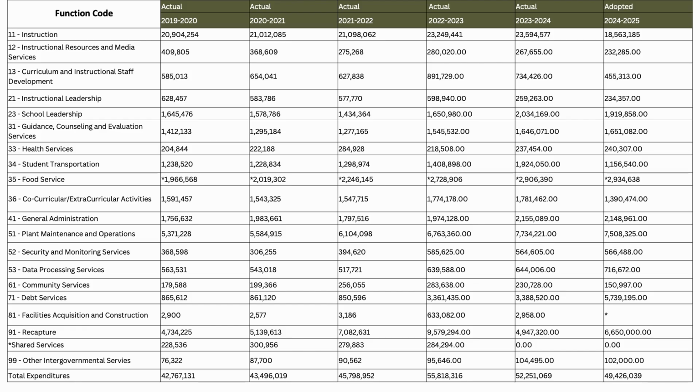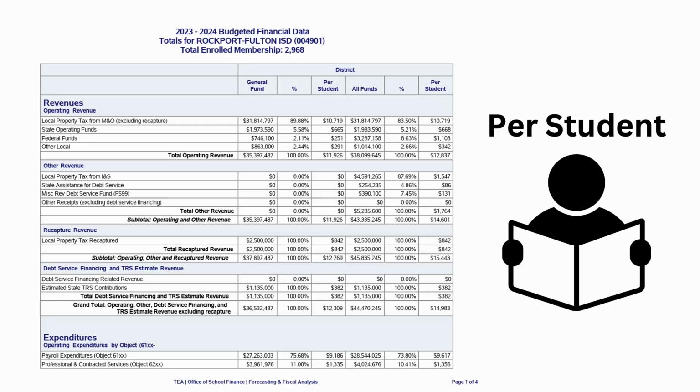If you want to find the historical data by function of what we have spent, I have put this table together, or you can look on our support services under our budgets and look at those audits, but here are our expenditures by function. If you ever want to see per student cost for expenditures or in our revenues, you can always look at TEA's Office of School Finance, Forecasting and Fiscal Analysis, and look for Rockport Fulton ISD. That number up there, 004901, is our RFISD ID number.